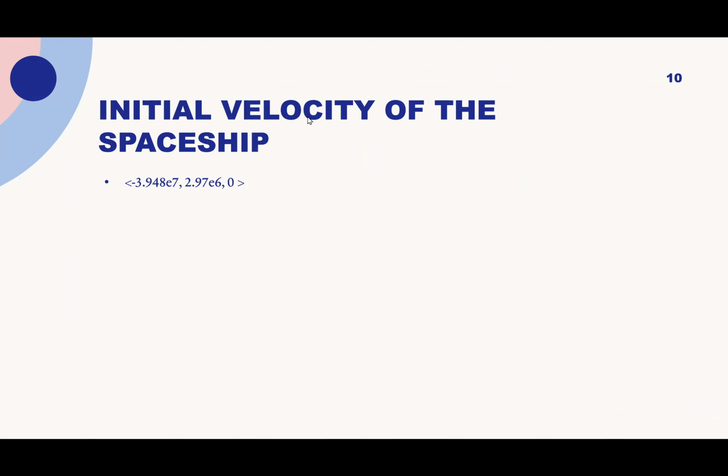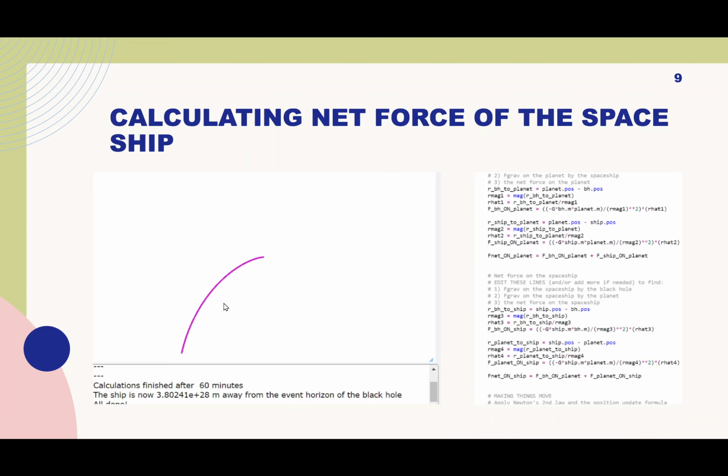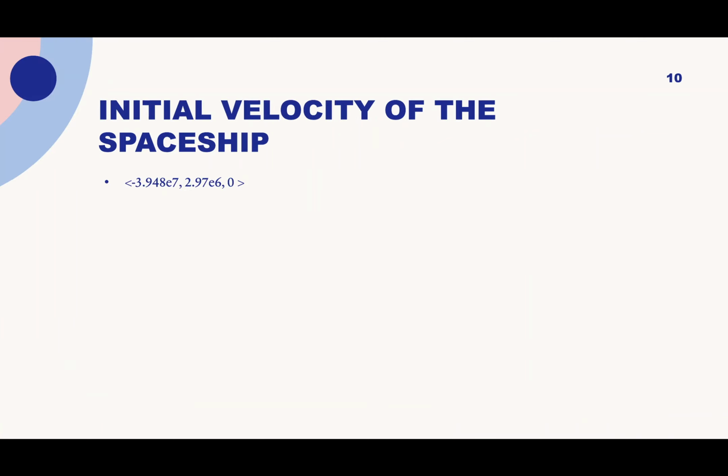later to find that the initial velocity of our spaceship, the x component, is negative 3.948 times 10 to the 7, and y equals 2.97 times 10 to the 6. Also, this little curve right here was so funny after doing all my calculations. I mean, I'm right, but like, geez, why did I only get that curve?